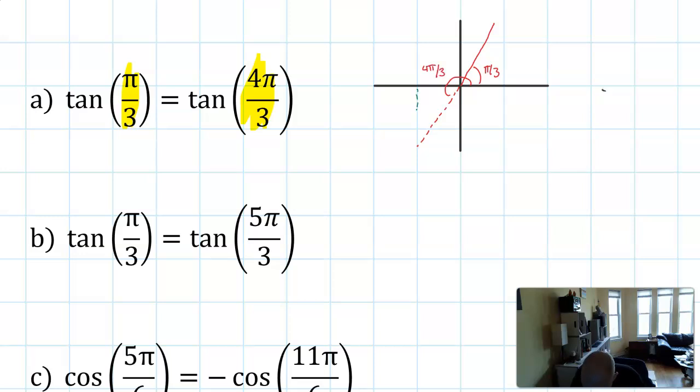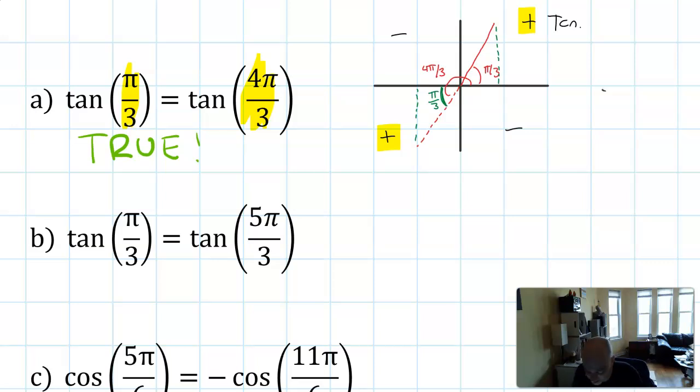And I notice that pi over 3 has a reference angle of pi over 3, but 4 pi over 3 also has a reference angle of pi over 3. I also know that tangent is positive, negative, positive, negative, so the tangent function would have the same sign in both quadrants. So since they have the same reference angle and the tangent function shares the same sign in both quadrants, this statement must be true. They're symmetric triangles and the function's the same sign.